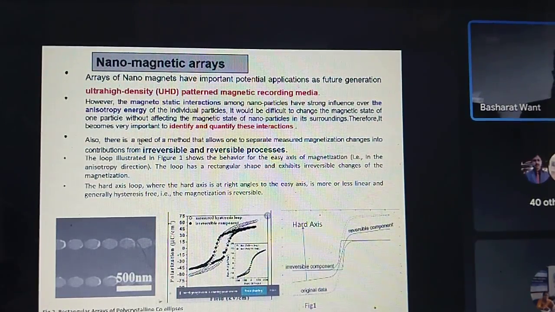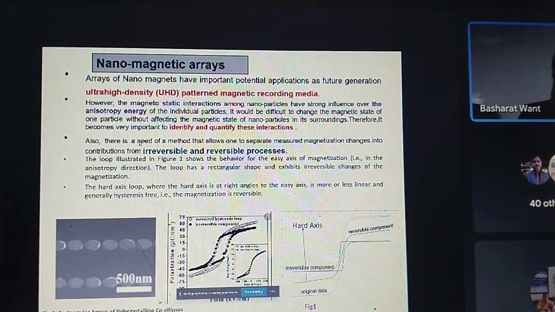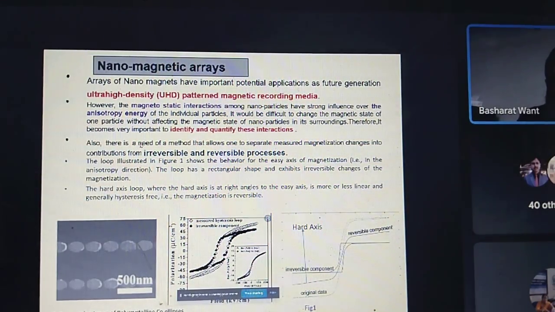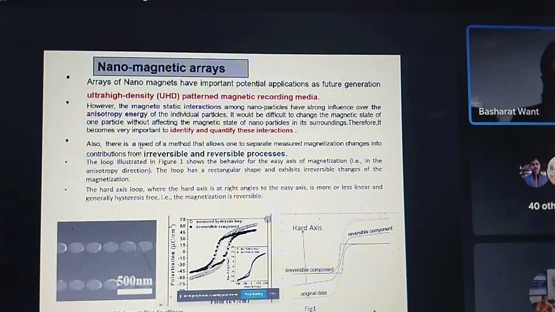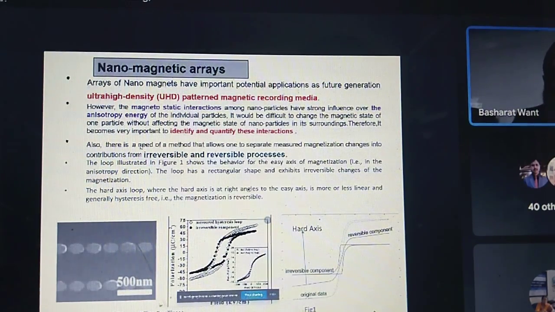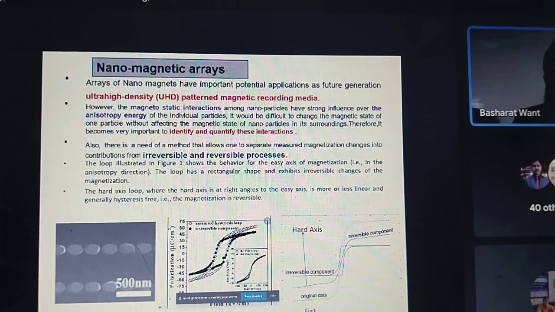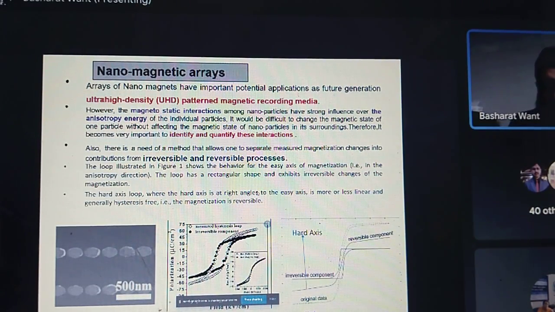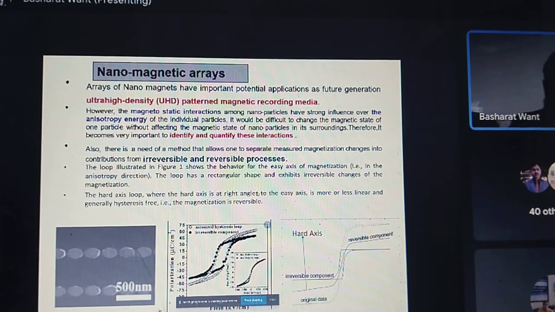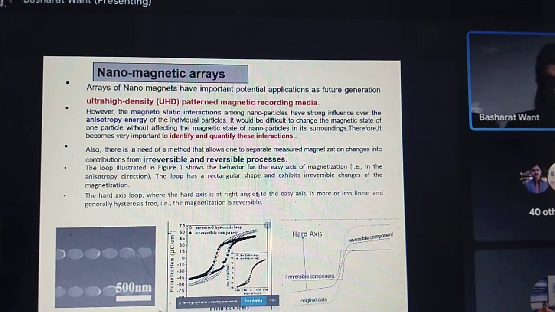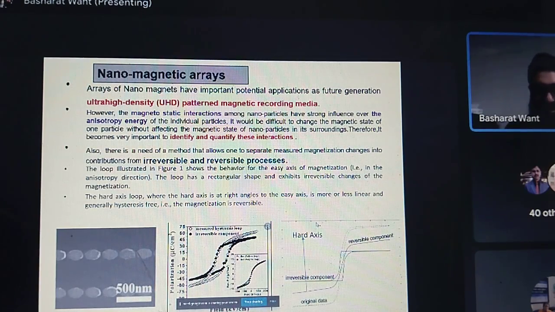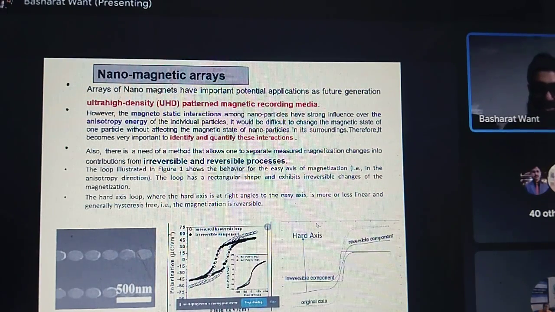See, when we talk about a magnetic material, particularly a ferromagnetic material or a ferrimagnetic material, the magnetization of such a material has normally two contributions. One is the irreversible contribution, and the other is the reversible contribution. So when you start magnetizing a system, first the magnetization and the magnetic field vary linearly. So normally this happens in the initial stages.